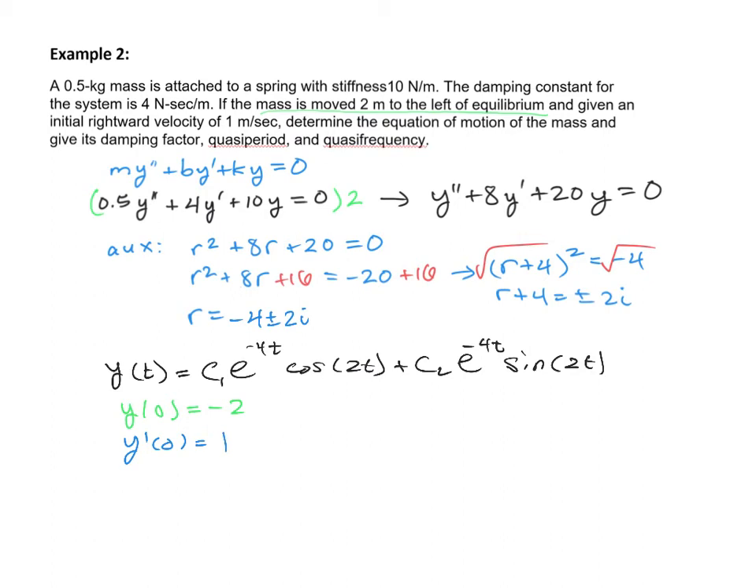So now we can go in and find our values of c1 and c2. For starters, we know that y of 0, which is negative 2, will be c1 e to the 0 cosine 0 plus c2 e to the 0 sine of 0. That second term, of course, drops out. Cosine of 0 and e to the 0 is 1, so that makes c1 equal to a negative 2.